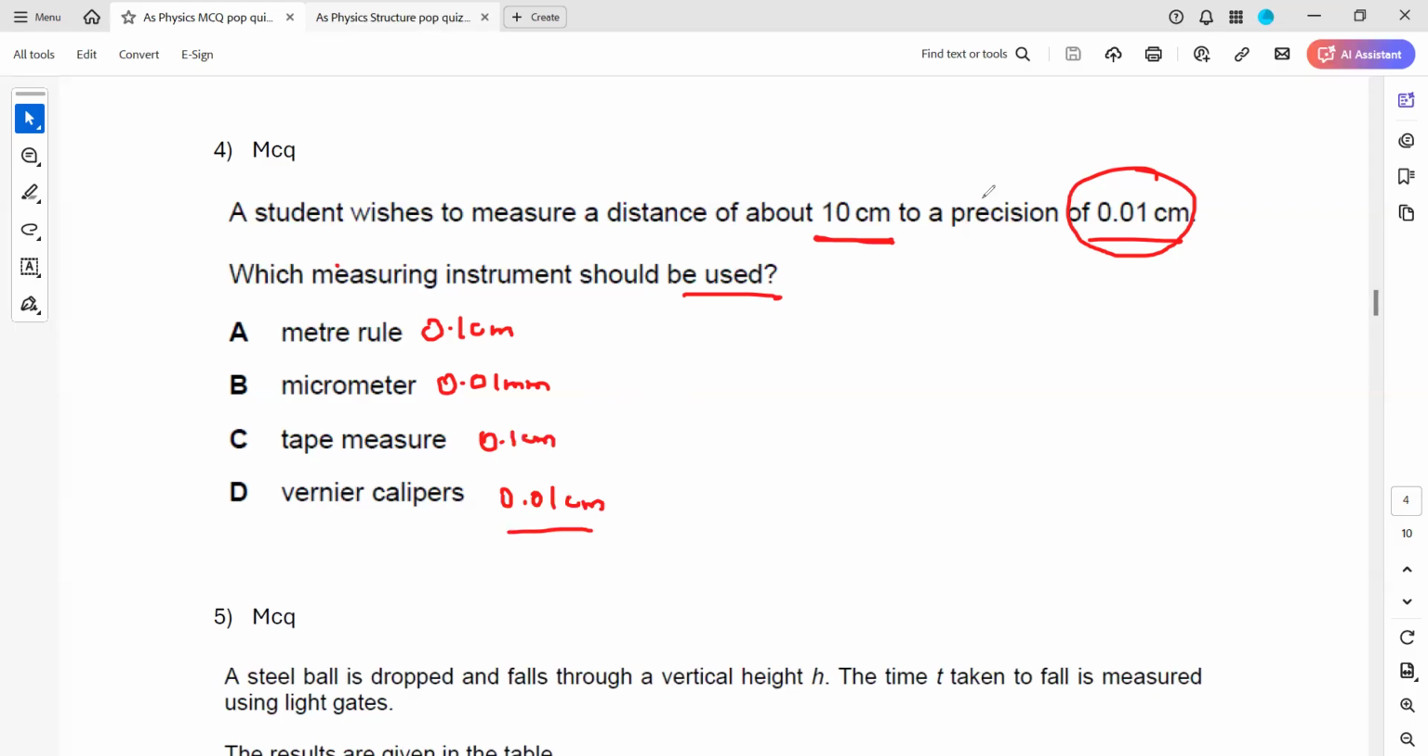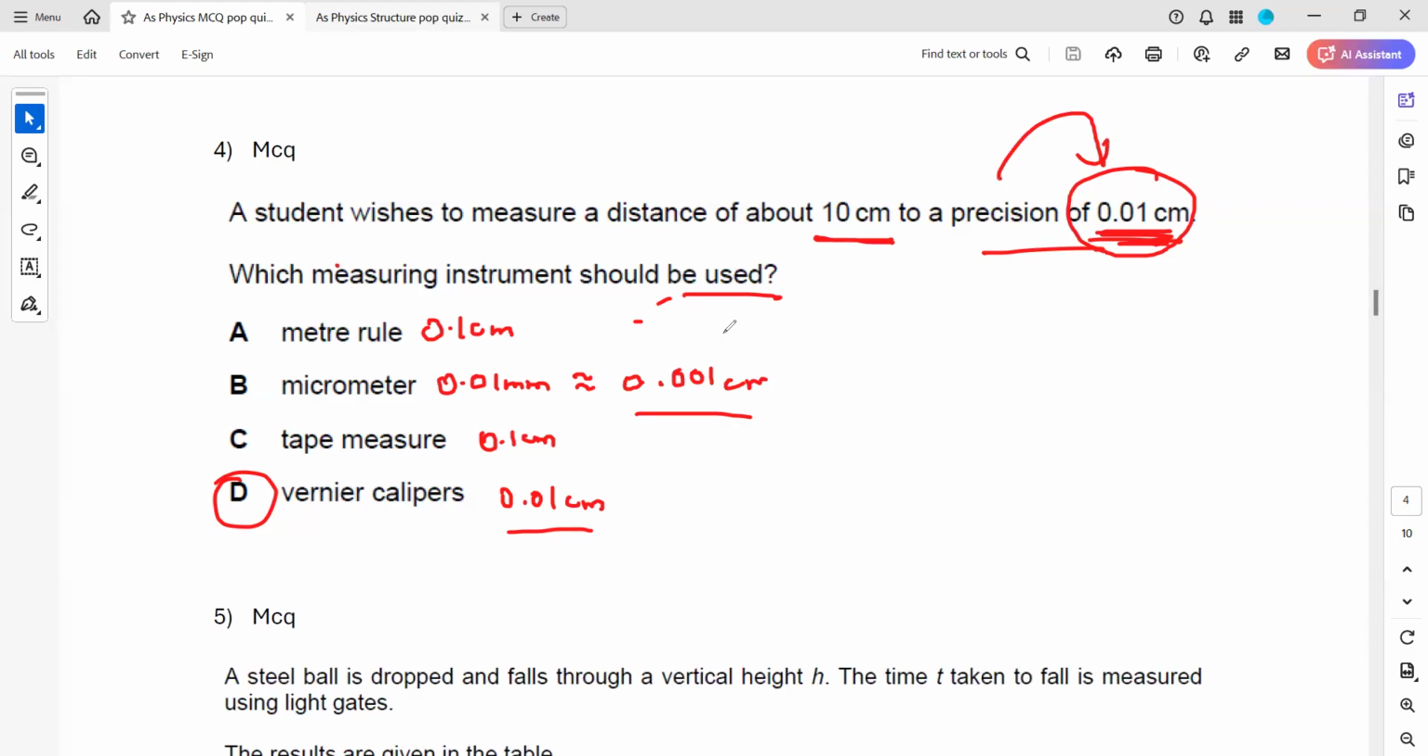So which is the most accurate? We want to precisely measure 0.01 centimeter. So which is the most accurate instrument here to precisely measure 0.01? It matches with a vernier caliper. For a micrometer, it will be 0.001 centimeter. So the precision of a micrometer is more than what we want to measure precisely. That's why we are not using a micrometer.